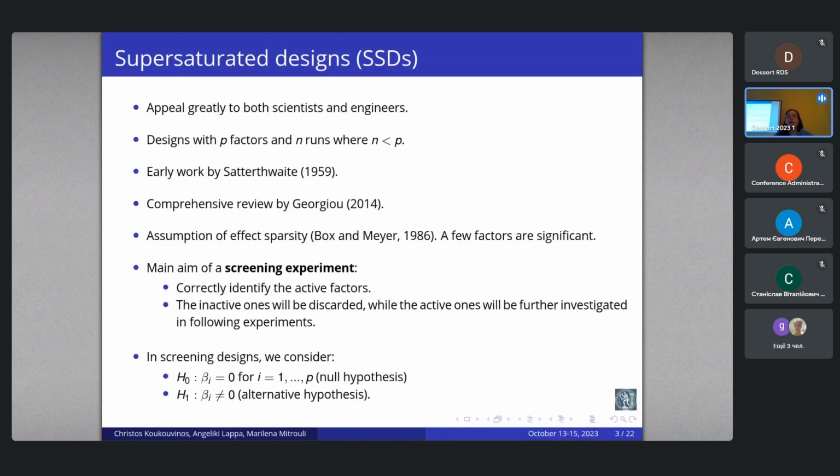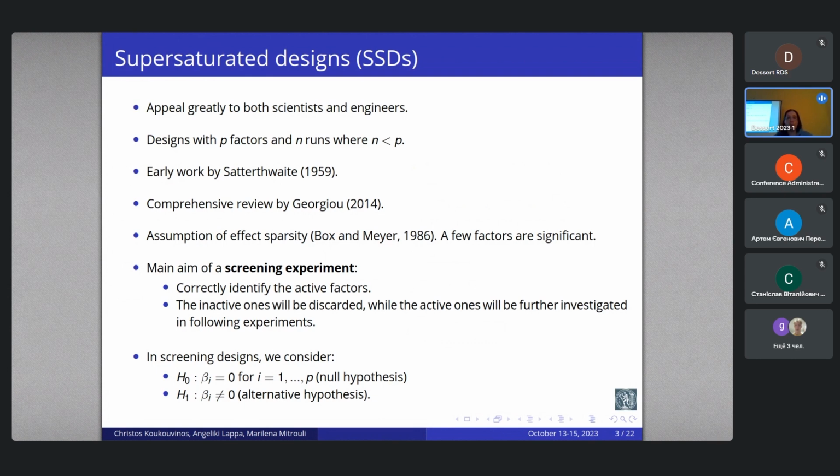Supersaturated designs appeal greatly to both scientists and engineers. They are designs with p factors and n runs, where n is less than p. They first appeared in Satterthwaite, and since then there has been a huge amount of research regarding the construction and the analysis of SSDs. A comprehensive review can be seen in a 2014 review. The analysis relies upon the assumption of sparsity, where we can say that only a few factors are significant.